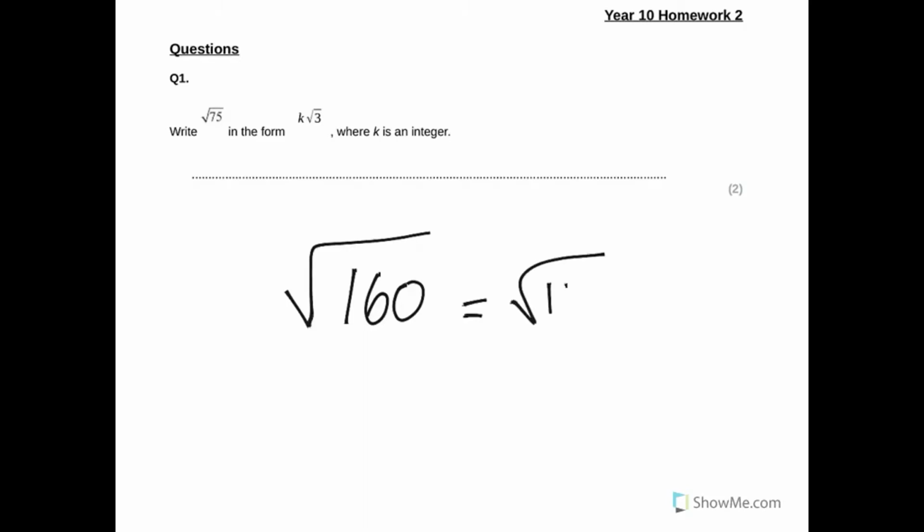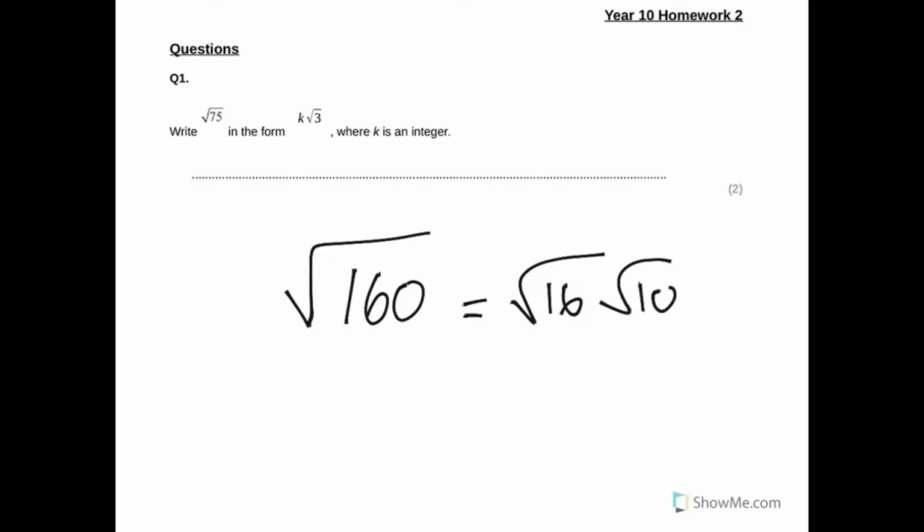Right, so we'll do one more example. So if I said root 160. Now square root of 160. Now, the biggest square number I can think of this time that fits into that is 16, because 16 times 10 is 160. So actually I can split this up into root 16, root 10.